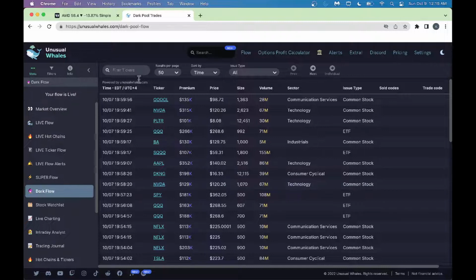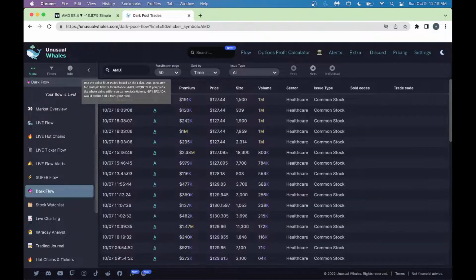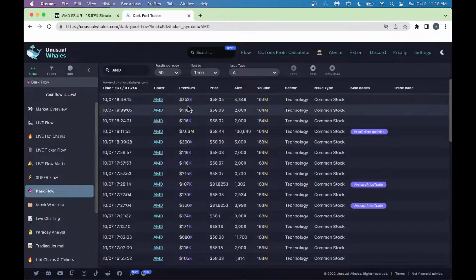So for example, you could look at AMD here as an example. Look, AMD, we got a lot of dark pool activities here. We got a premium 252K. We got $58 price tag here. You don't know whether it's buy or sell conclusively, but it's a data point here. You have to analyze this carefully to see if it is bullish or bearish.